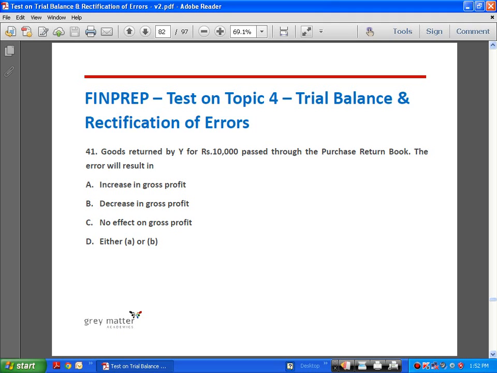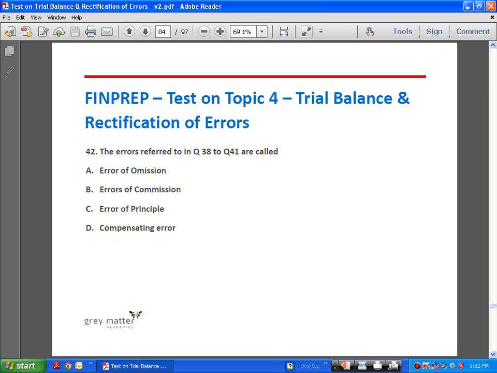Question number 41. Goods returned by Y for rupees 10,000 passed through the purchase return book. Okay, so this is sales returns for rupees 10,000 has been shown as purchase returns. So this will have an impact on the gross profit. It will increase our gross profit because we are reducing our expenses by showing a sales return as a purchase return. It will increase our GP.